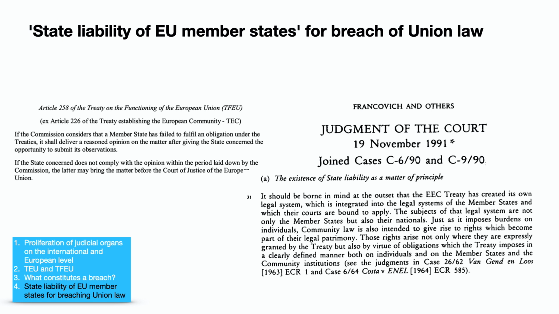The procedure of an Article 258 enforcement action of the European Commission against a member state for failure to comply with Union law should be distinguished from state liability for failure to comply with Union law before the national courts. There is no article in the Treaty on the Functioning of the European Union for this action.